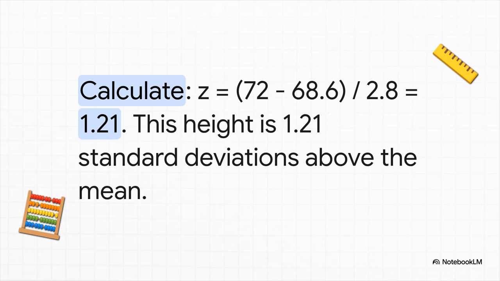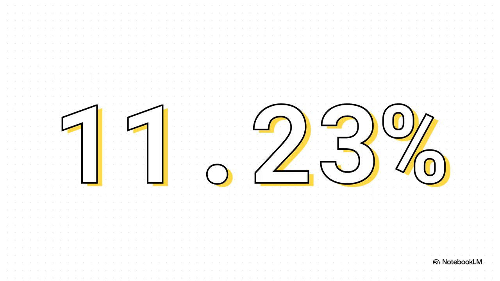A little bit of math, and we get a Z-score of 1.21. What this really tells us is that a height of 72 inches is 1.21 standard deviations above the average height for men. And finally, step 3. That Z-score of 1.21 corresponds to a probability of about 0.1123.